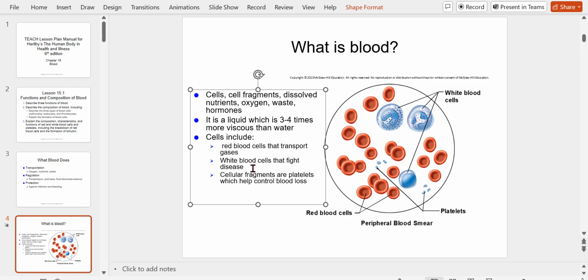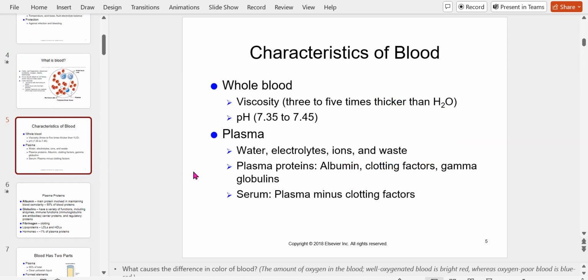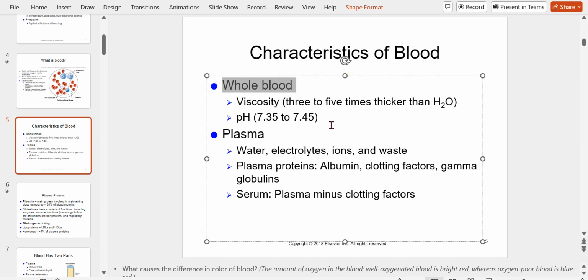It is a liquid which is 3 to 4 times more viscous, thicker than water. And these cells include RBCs that transport gases, white blood cells that fight disease, and cellular fragments, platelets, thrombocytes, that help control blood loss. Characteristics of blood: basically, as we said, it's about 3 to 4 or 5 times thicker than water.